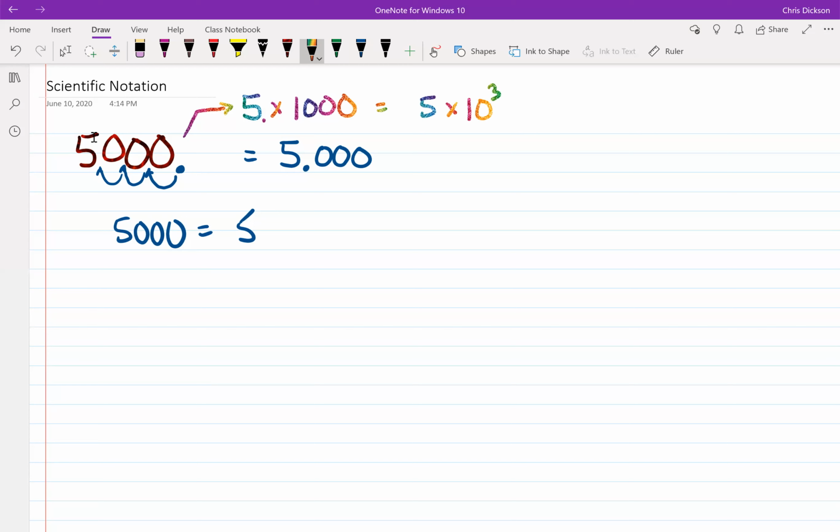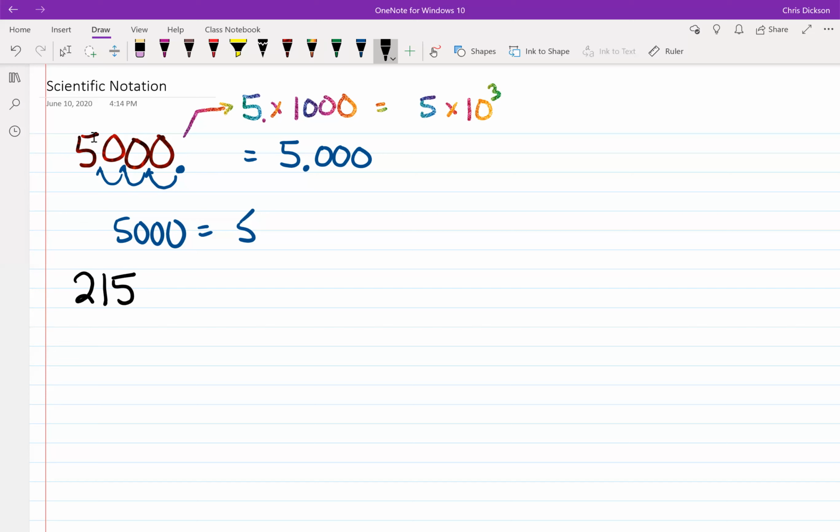Let's take a look at another number, maybe not with so many zeros. I'll show you why it's a bit more tricky here. Let's say a number like 215, and we said, well, let's write that in scientific notation. Once again, the decimal point's not written in normally when we write numbers like that.